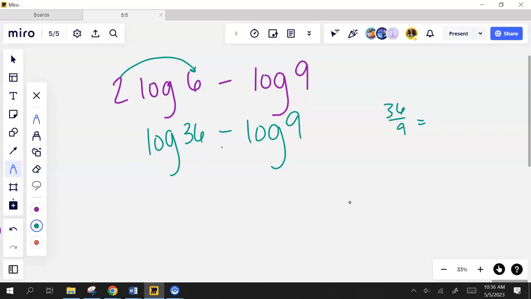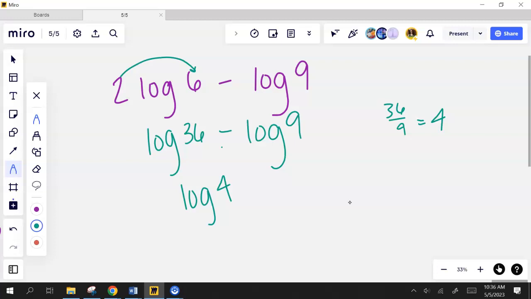which is 4. Something like this will be non-calculated. You just have to remember what each thing does.